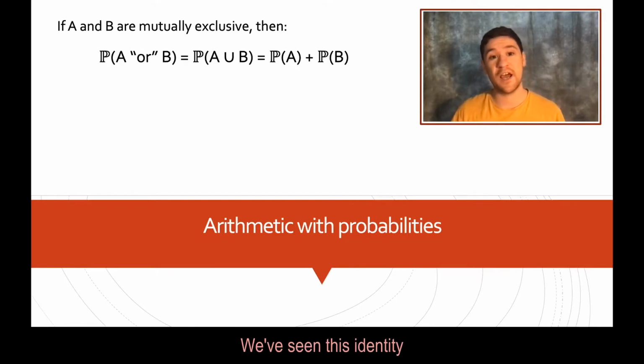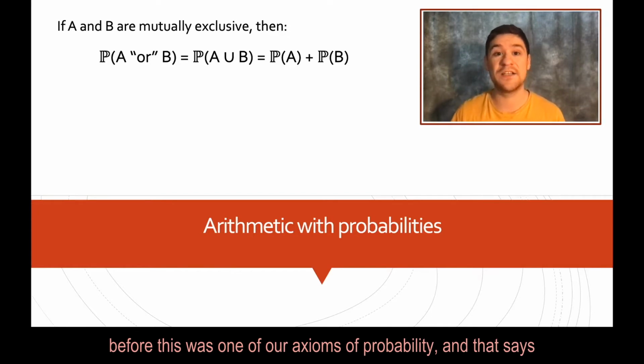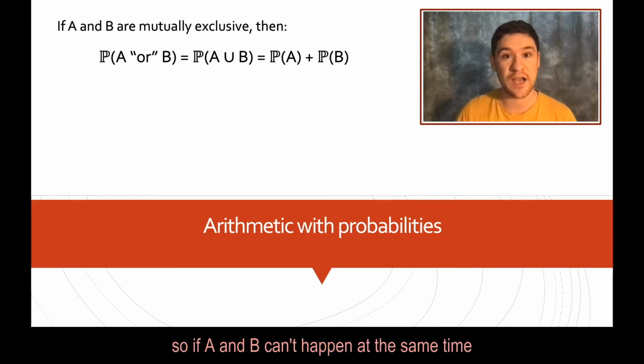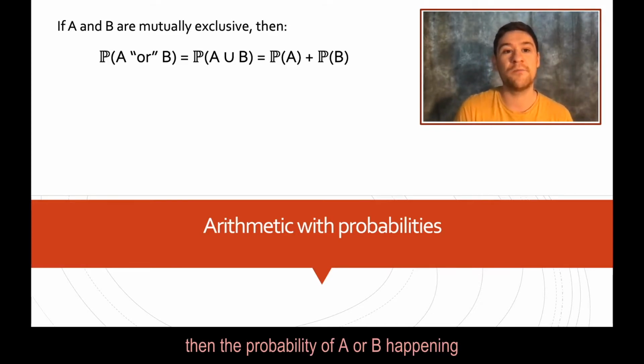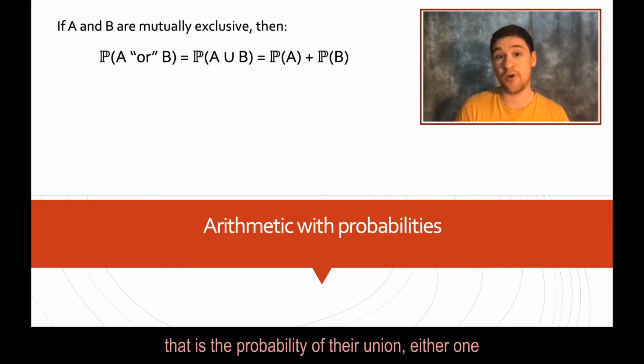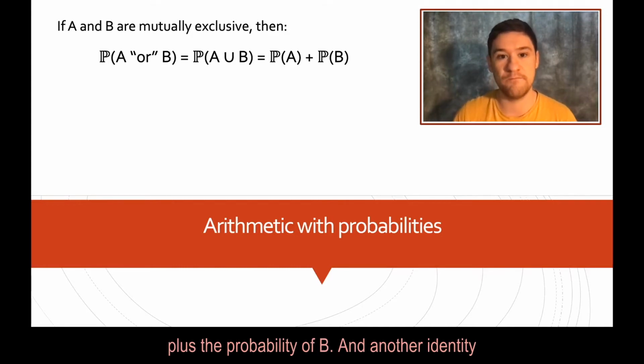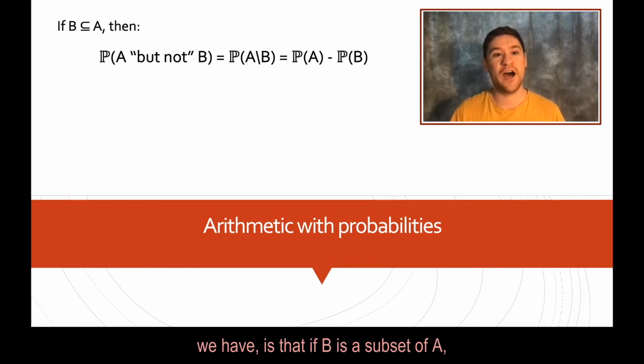We've seen this identity before. This was one of our axioms of probability, and that says if A and B are mutually exclusive, so if A and B can't happen at the same time, then the probability of A or B happening, that is the probability of their union, either one or the other or both happening, is equal to the probability of A plus the probability of B.